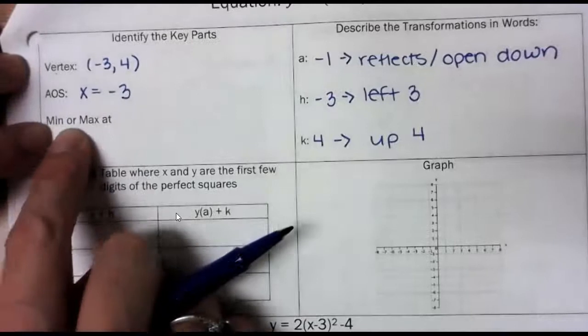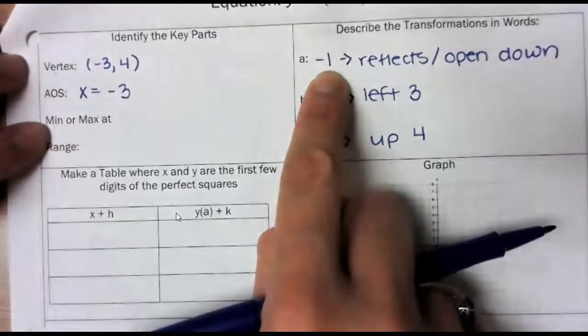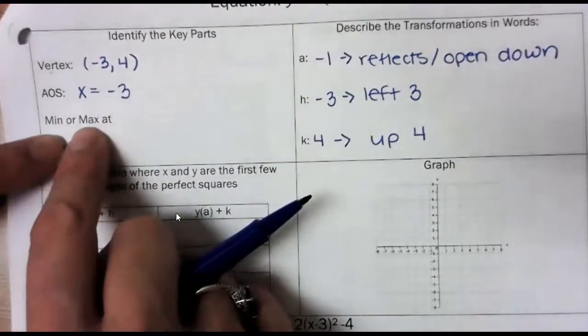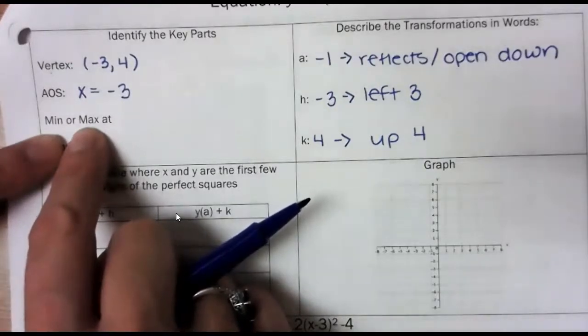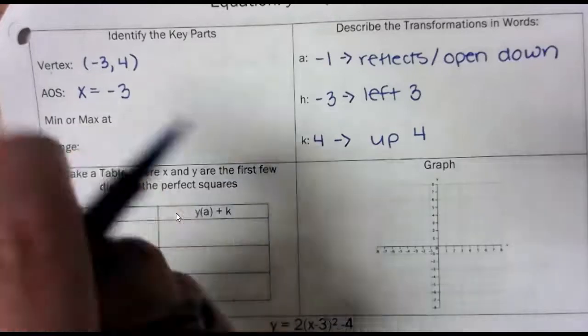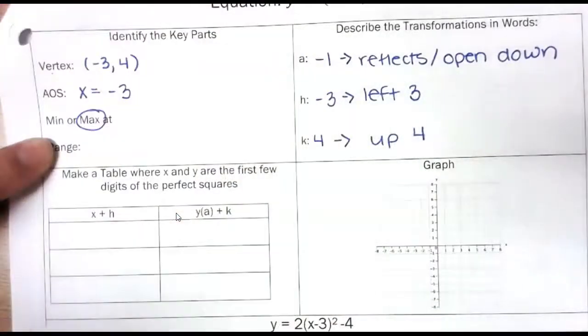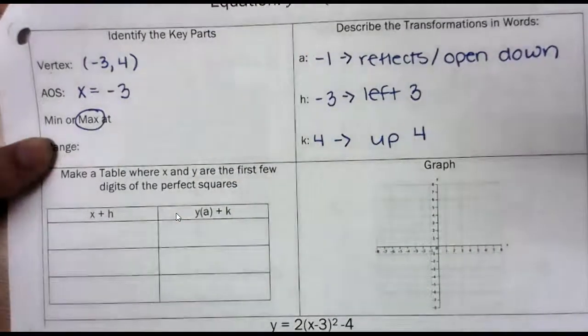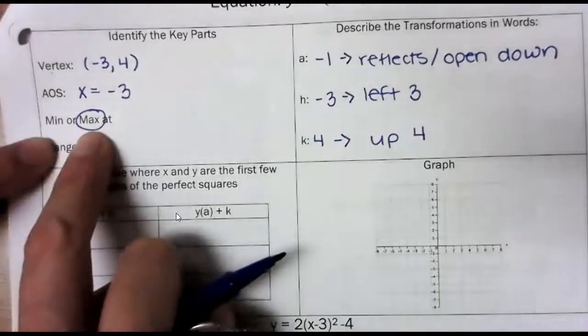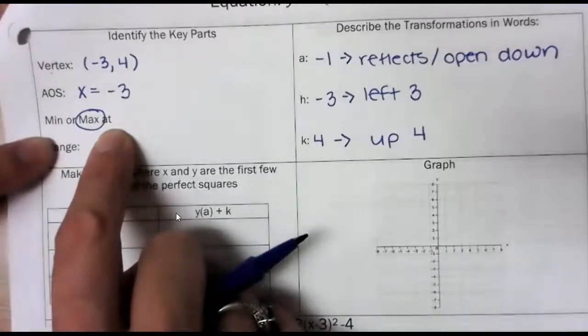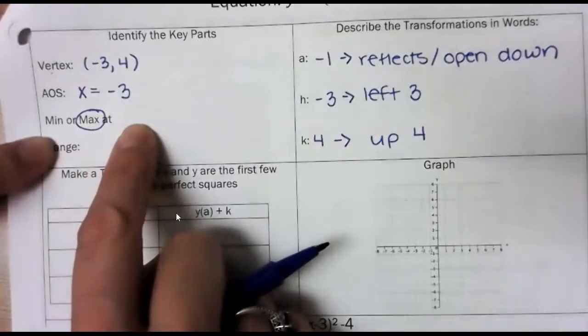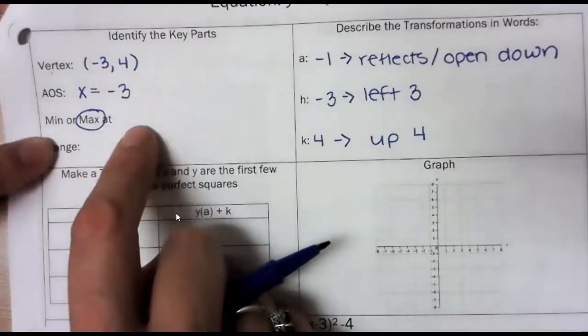My graph has a negative a. Is it going to have a min or a max, Selena? Max. Good. It's going to have a max because it's open down like a frown. Okay, it has a max. Does that make my max at what point? What point is my max going to be at, Noah?